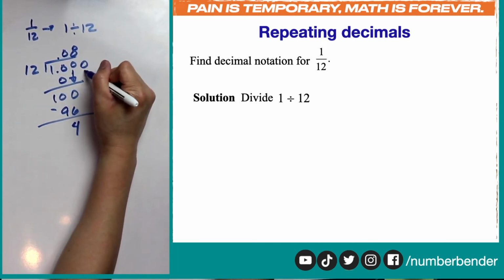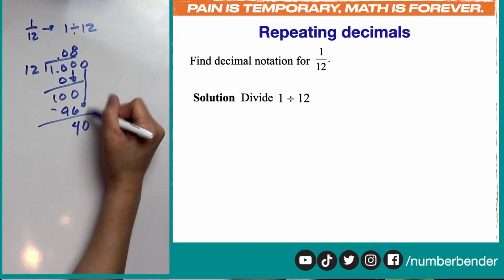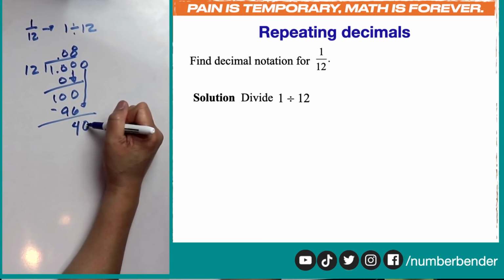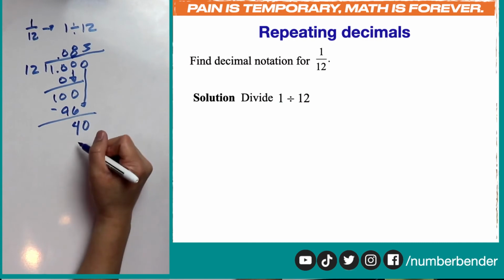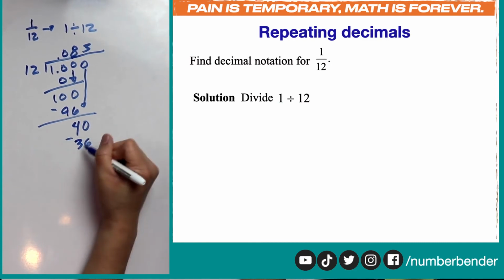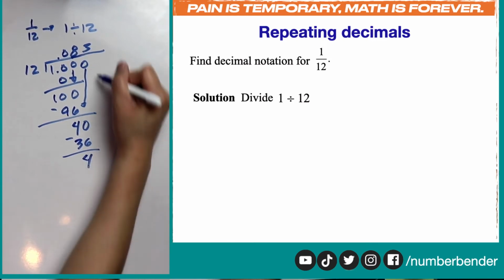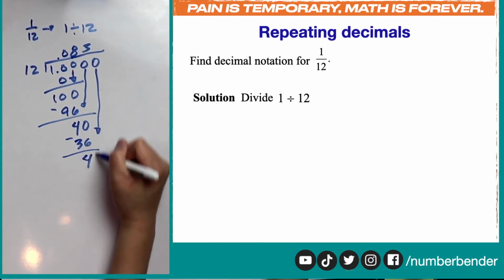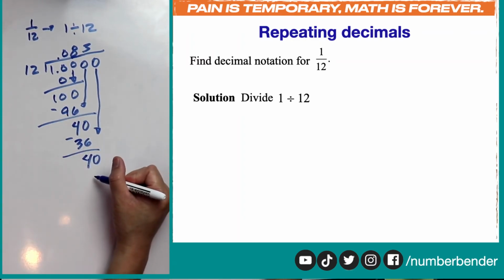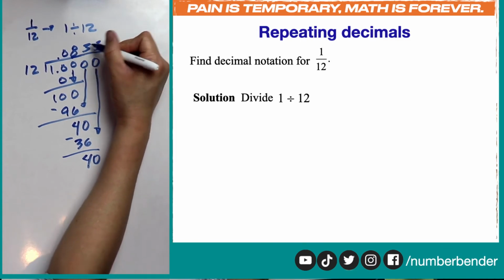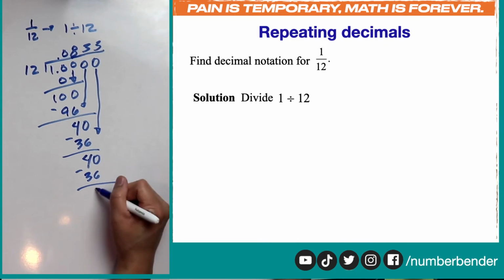We need another 0 so that we can divide 40 by 12. How many times does 12 go into 40? 3 times, and 3 times 12 is equal to 36. 40 minus 36 is equal to 4. And notice that we have another 40 here. So let's continue. How many times does 12 go into 40? 3 times. 3 times 12 is equal to 36, and 40 minus 36 is equal to 4.